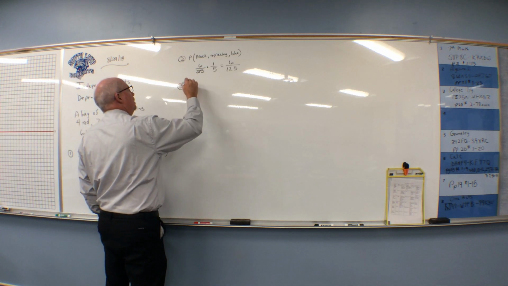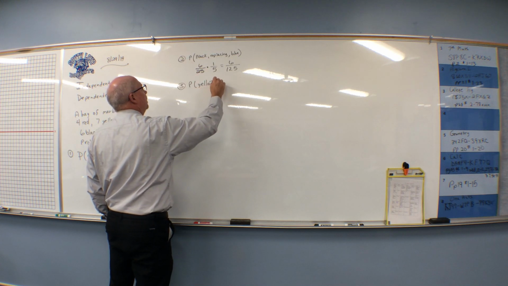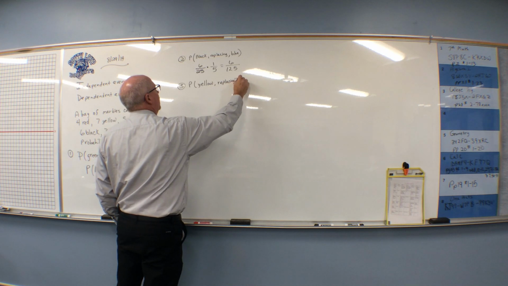Let's try this one. What's the probability of pulling out a yellow, replacing it, and then pulling out another yellow?